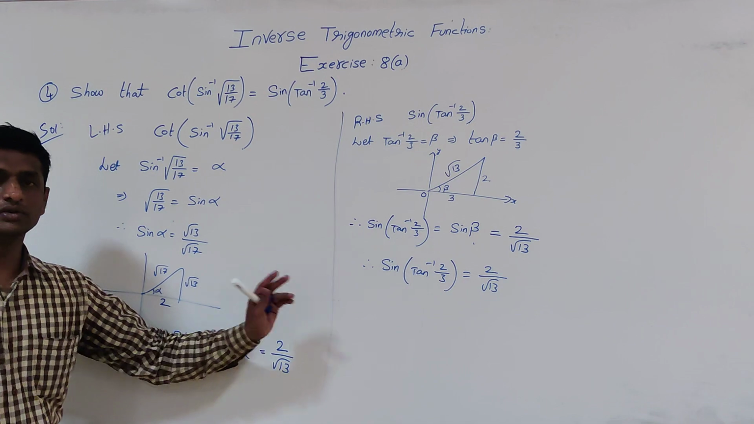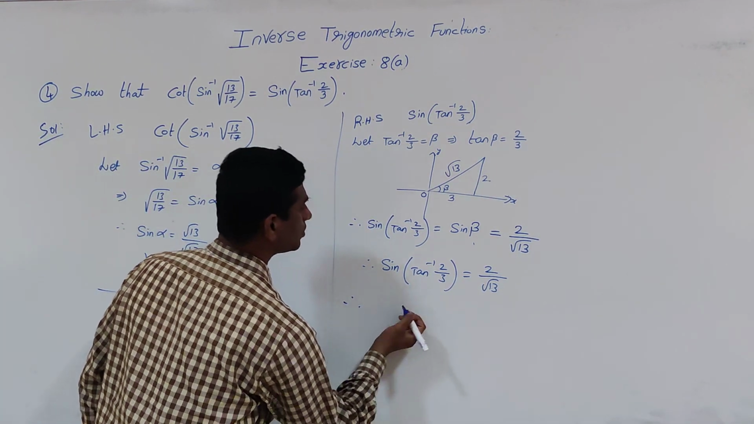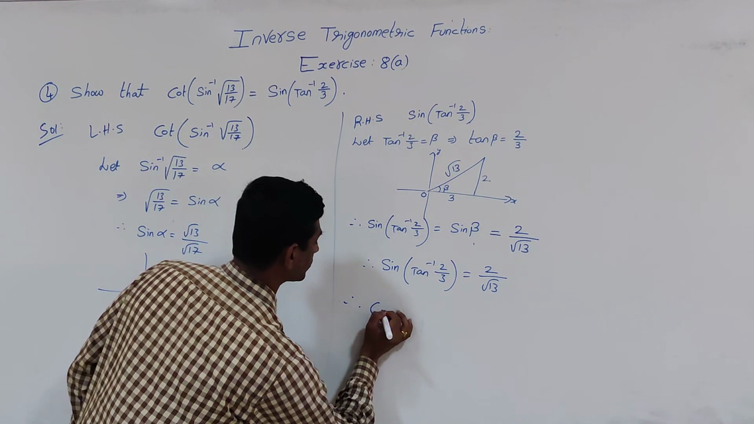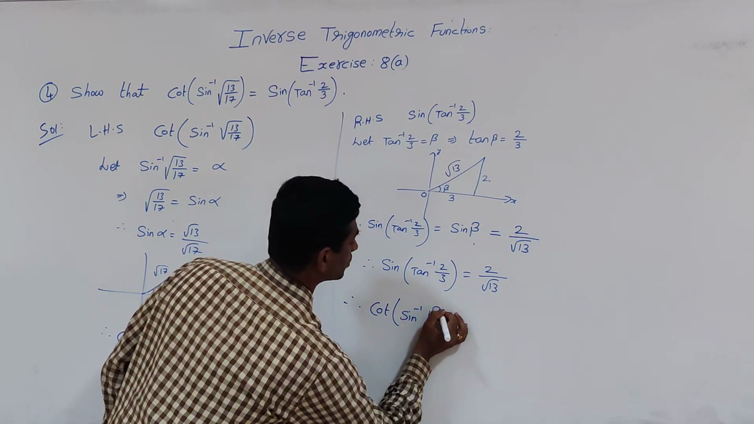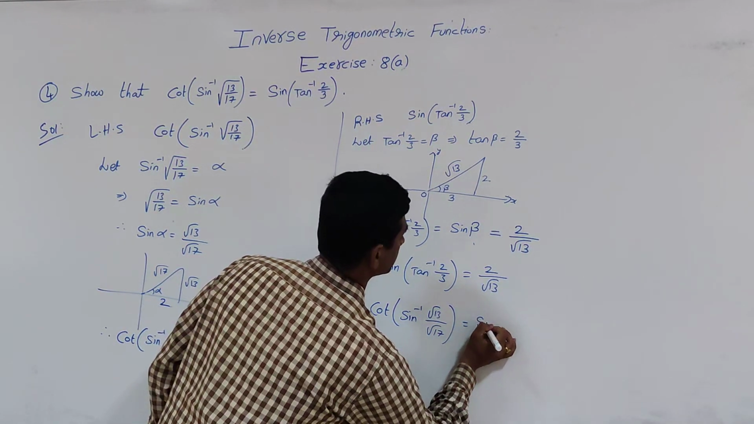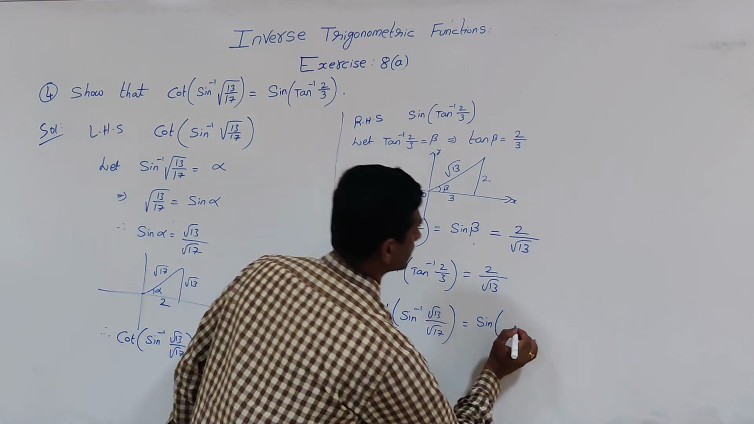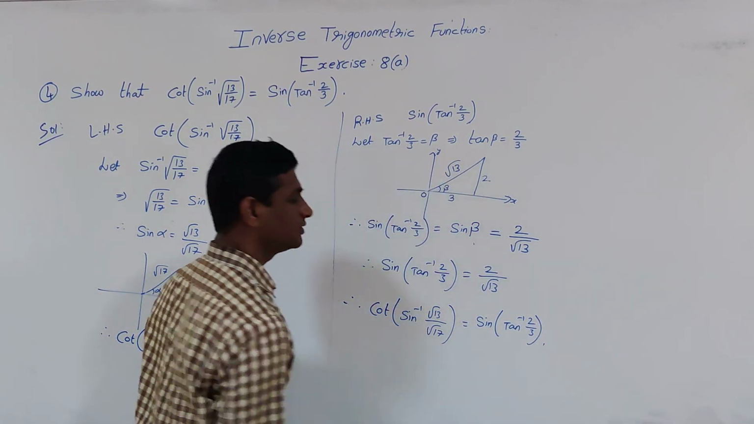So are they equal? Yes. Therefore LHS is equal to RHS. Therefore cot of sine inverse of root 13 by root 17 is equal to sine of tan inverse of 2 by 3. So this is the proof.